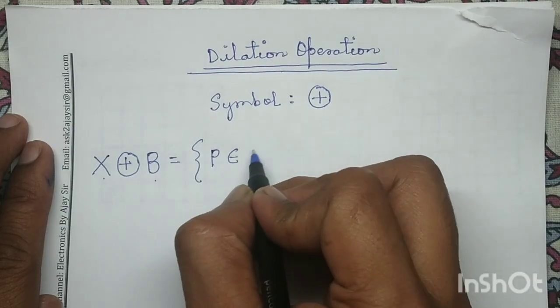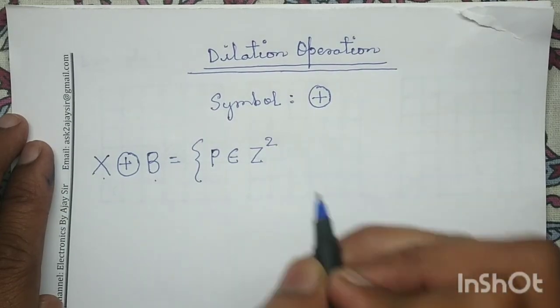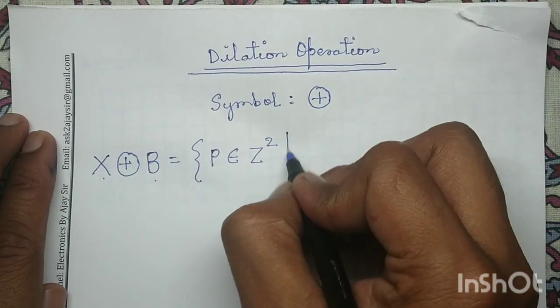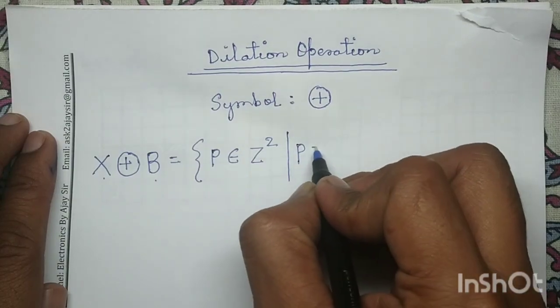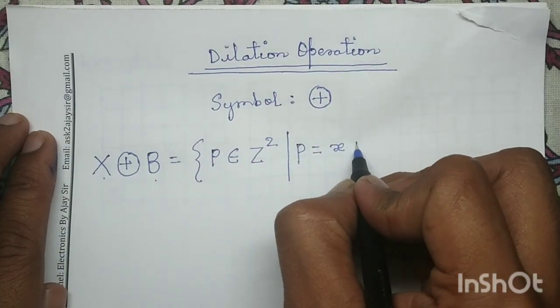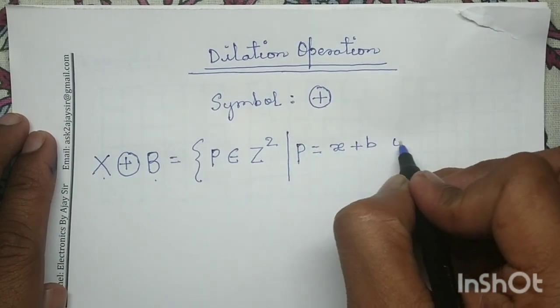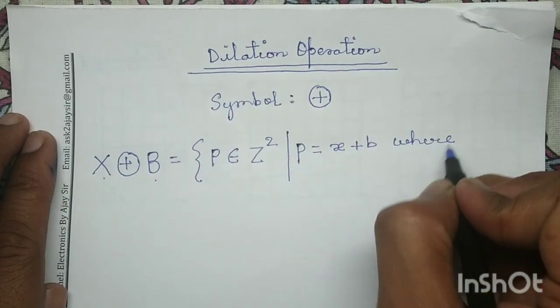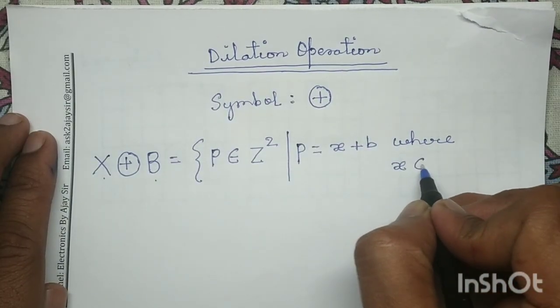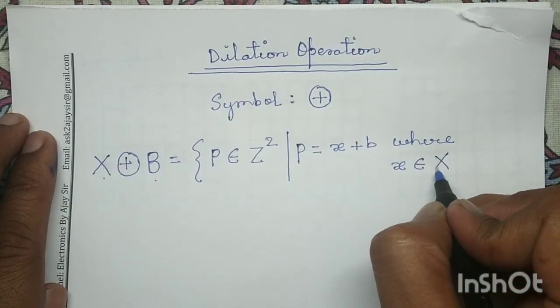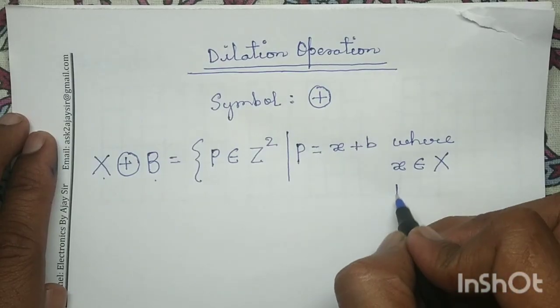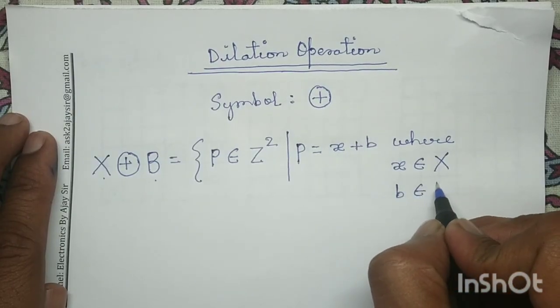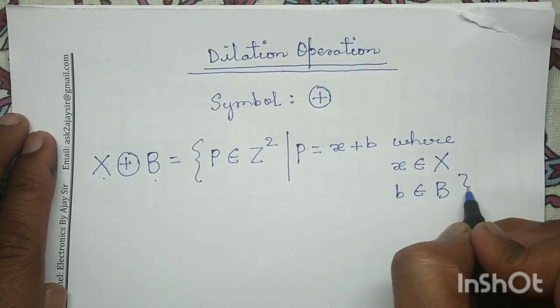P in two-dimensional space such that P is equal to x plus b, where x represents all the elements of capital X and small b represents all the elements of the structuring element B.